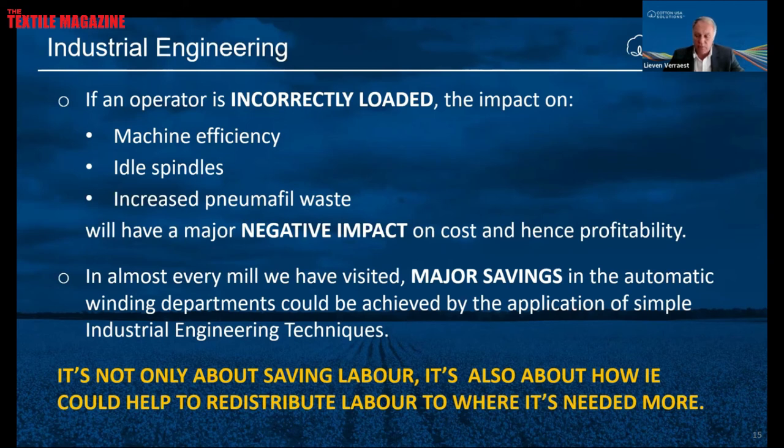In almost every mill that we have visited, there can be major savings in the automatic winding department by the application of simple techniques. Industrial engineering, which is also part of one of our mill mastery courses, is widely used to save labor costs. And in our particular case, it was not about only saving labor. It is mainly about seeing how industrial engineering can eventually redistribute your labor where it is needed the most, and at the end of the day, increase the profitability of your spinning mill.